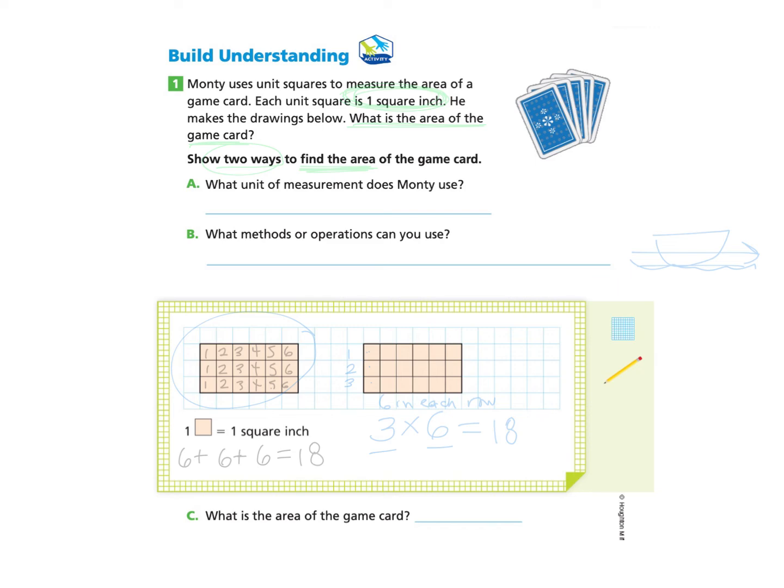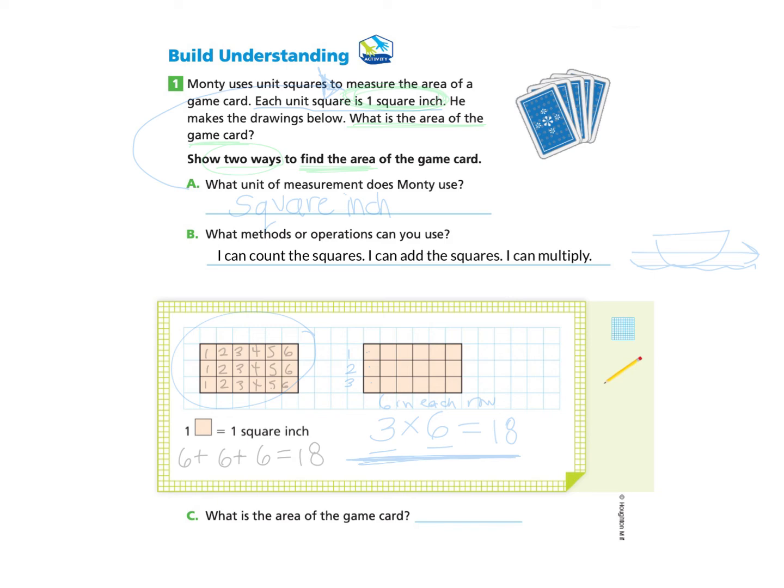So let's go to the questions. What unit of measurement does Monty use? Well, they told us that here when they said that each unit square is 1 square inch. So we can answer that question, square inch, here. And then B, what methods or operations can you use? And I'm going to write down here that I can count the squares, which I've done before. I can add the squares where I made 6 plus 6 plus 6. I added all those together. I can also create a multiplication problem, which I did here below, where I can multiply.